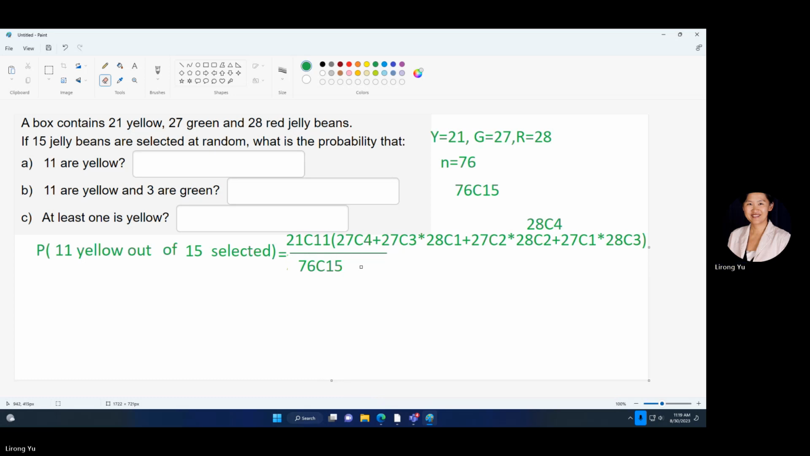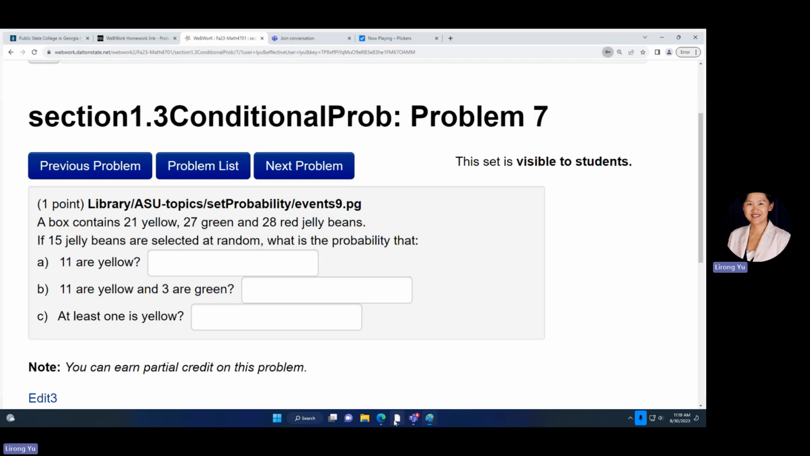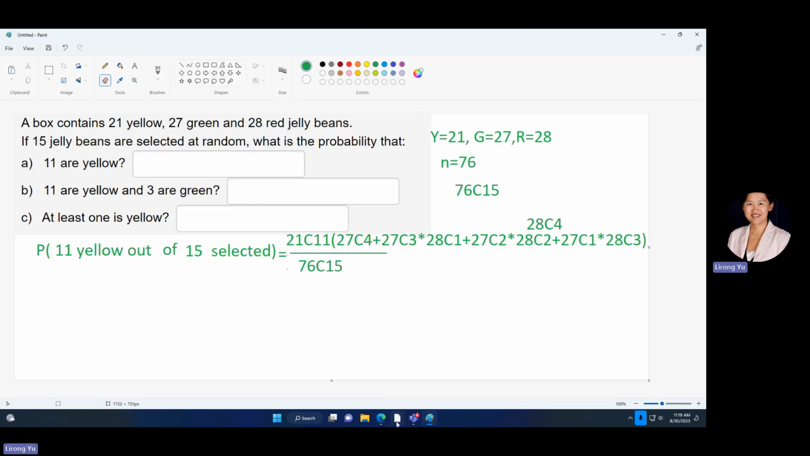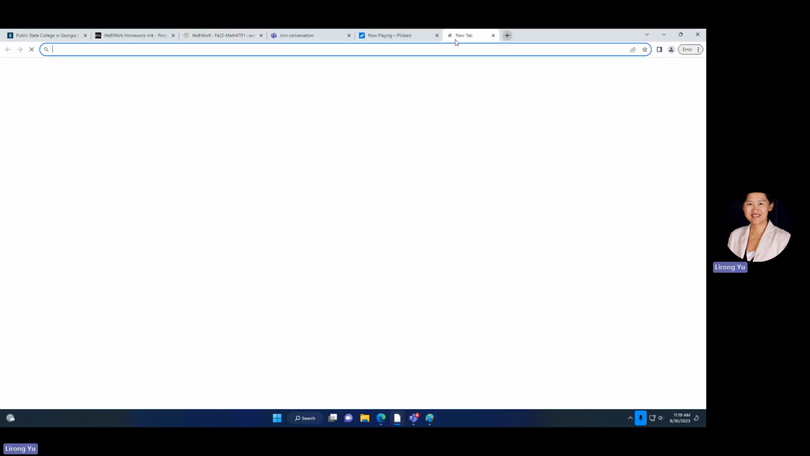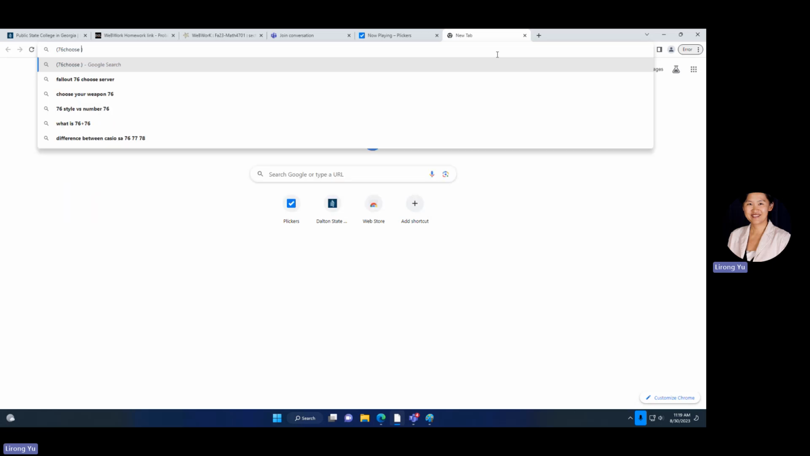Question. Okay. So let's try that. Have you tried the first one? Yes, but I have to put in the numbers, so I just have to go back and put them in. Okay, yeah. We can put it in the calculator and find the answer, then we put in the final number. So the denominator should be 76 choose 15.